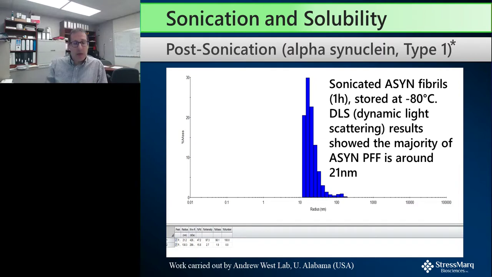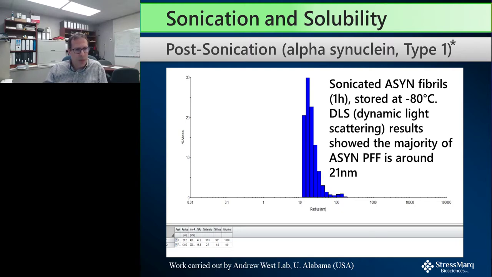Now, we were kind enough to receive some work that was also done by the Andrew West Lab in Alabama in the States, and they were working on sonicating some of our fibrils. And this work sort of complements what we've been looking at. If we look at the results using dynamic light scattering of sonicating alpha synuclein fibrils directly and quite aggressively, they seem to be able to get them down to a size of just over 20 nanometers, which is really quite small.